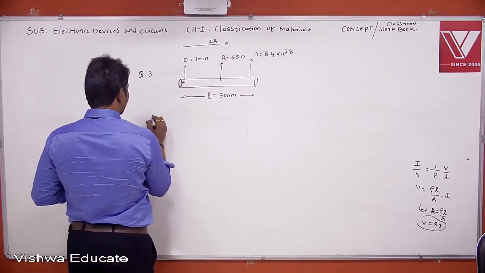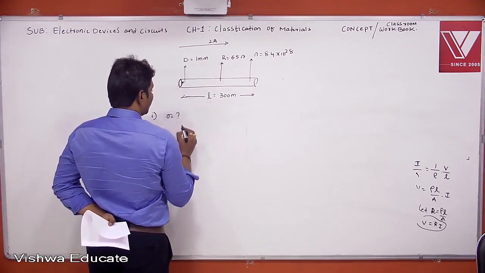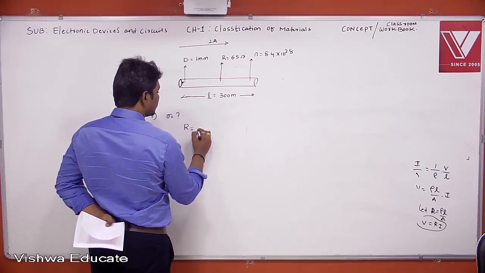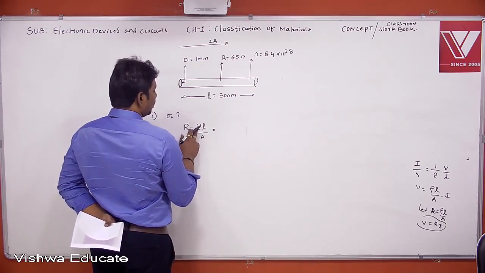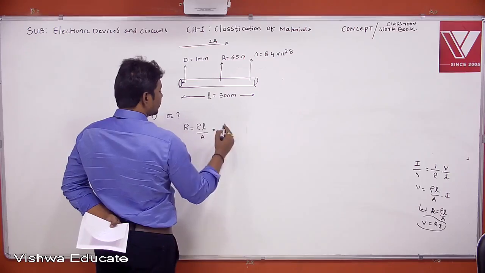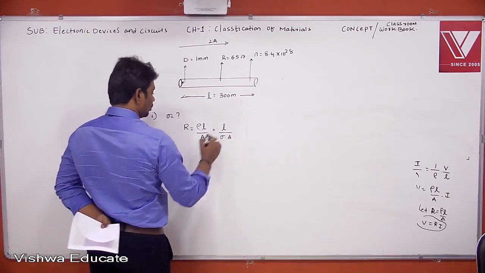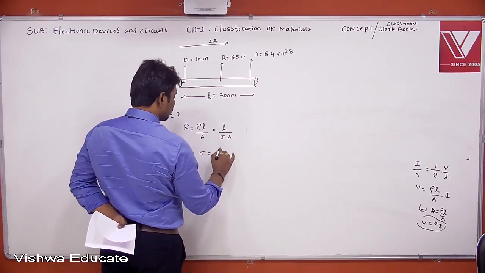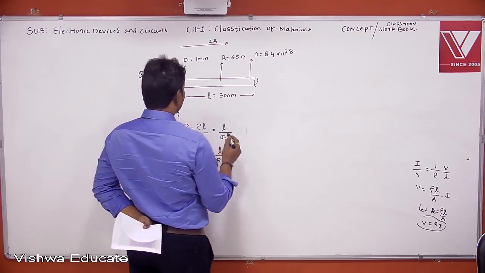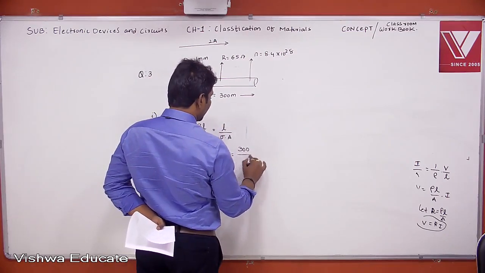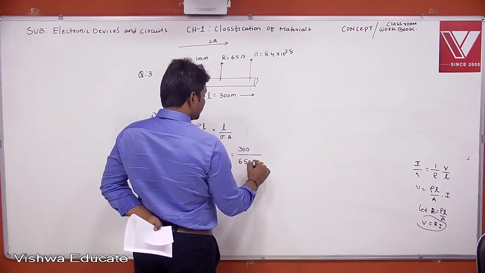First we want to calculate the conductivity. How to calculate conductivity? See here, first we know the resistance. Resistance is nothing but rho L by A. Now the rho in terms of conductivity is 1 by sigma, so L by sigma into A. So from this, sigma equal to L by R into A. The length here is 300 meters, so 300 by resistance, that is 6.5, into area. Area is nothing but pi R square.